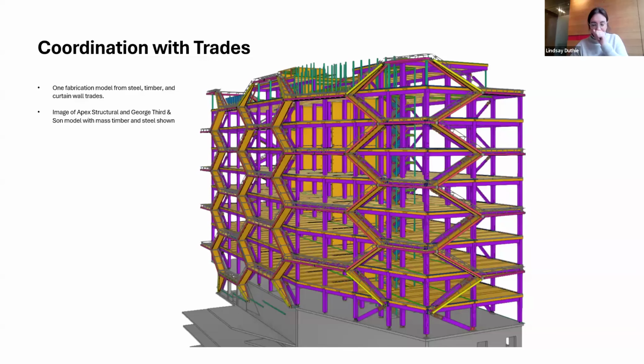So post-tender, we started doing weekly meetings with the trades to review constructability, identify clashes and efficiencies. This is an image of the fabrication model. This one's showing the steel and timber, by Apex Structural and George Third and Sons. This was a really beneficial process to get together and have these meetings early on. This is when the site was being mobilized and going through excavation, so it was the perfect time to identify some of these efficiencies early on.